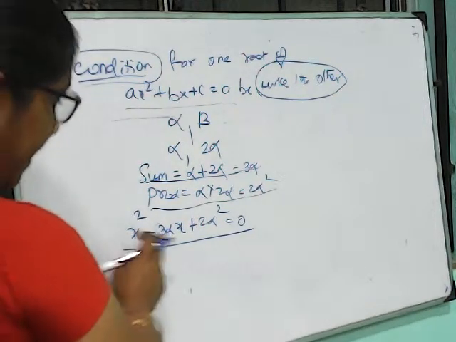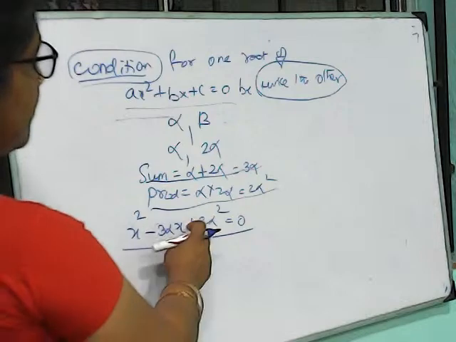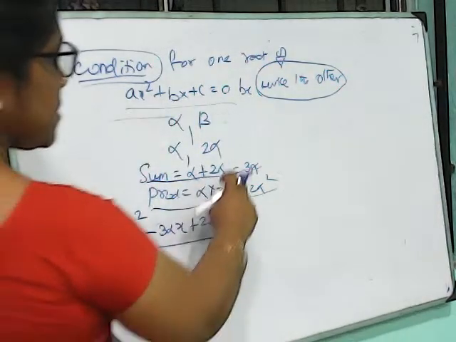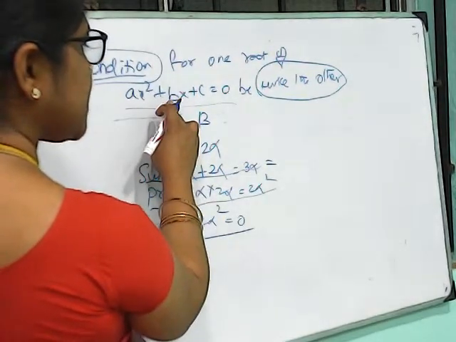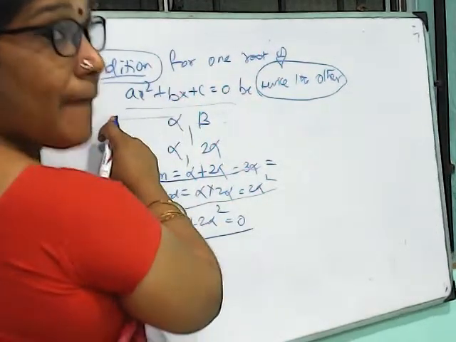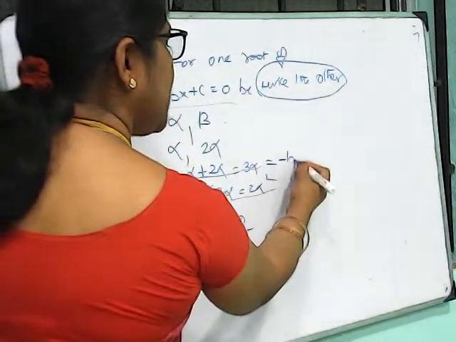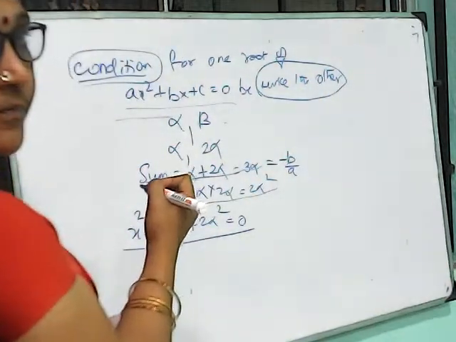Yes. இப்போ இங்க வந்து if you want to find out alpha and beta, come back to this equation. So now 3 alpha. What is 3 alpha? இங்க வந்து sum என்ன? 3 alpha. But what is the question actually? B and A. அப்போ what is your sum? Minus B by A. Okay.